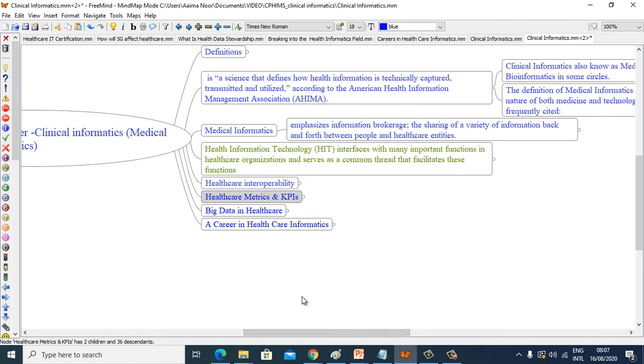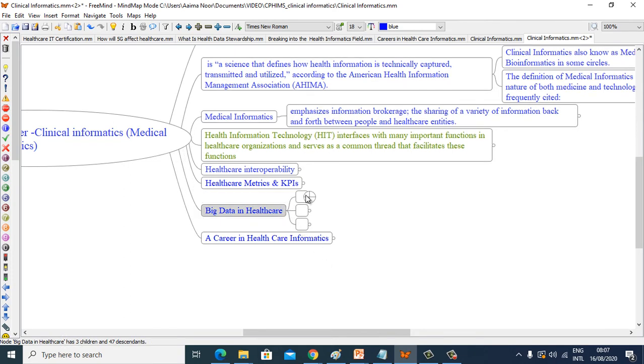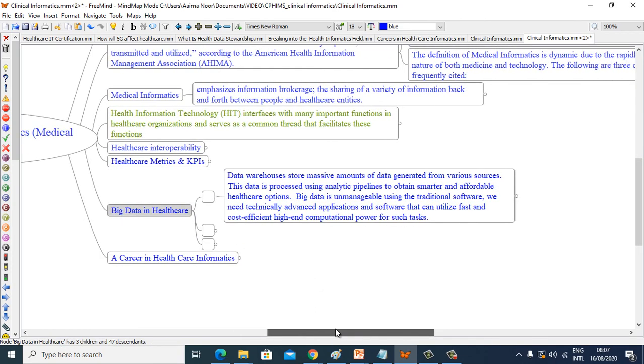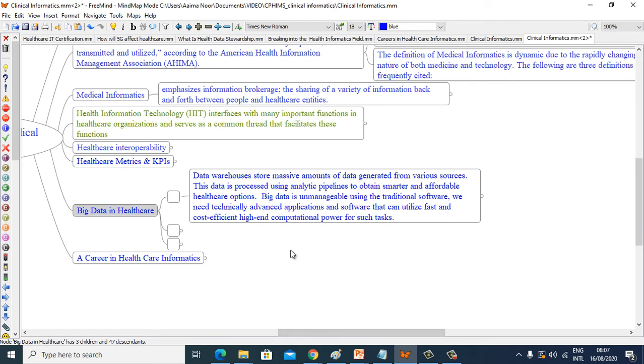Now see big data in healthcare. Data warehouses store massive amounts of data generated from various sources. This data is processed using analytic pipelines to obtain smarter and affordable healthcare options. Big data is unmanageable using traditional software. We need technically advanced applications and software that can utilize fast and cost-efficient high-end computational power for such tasks.